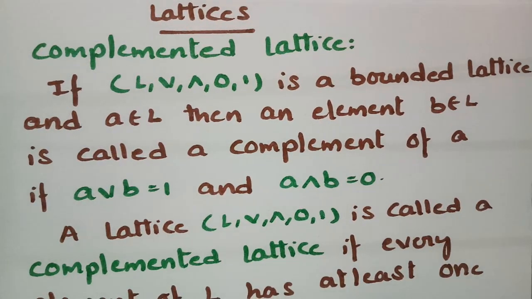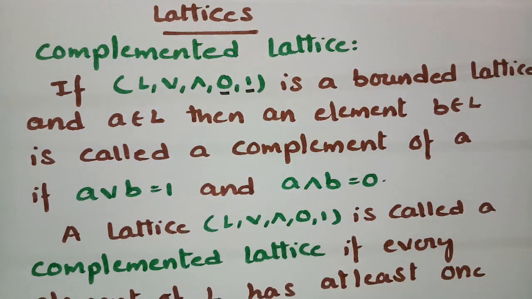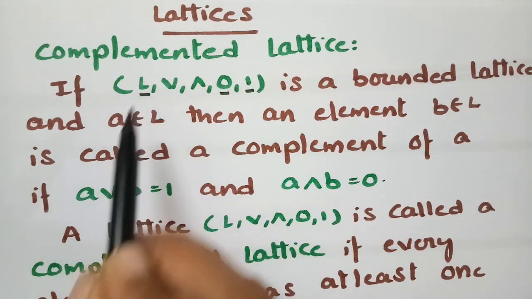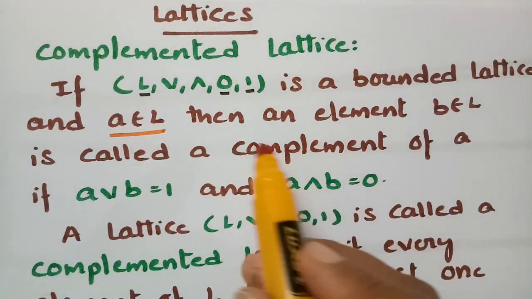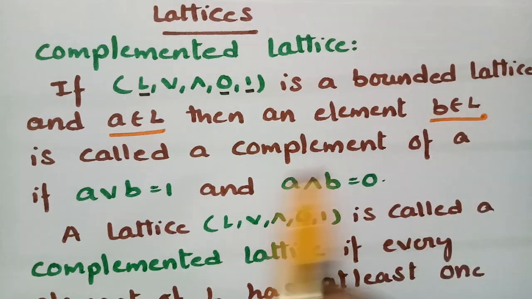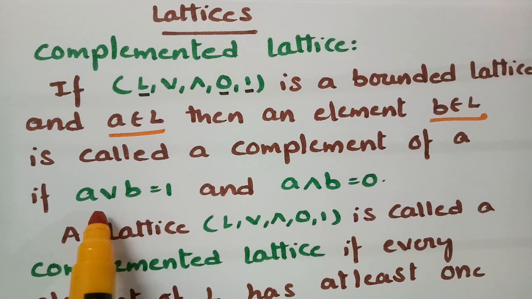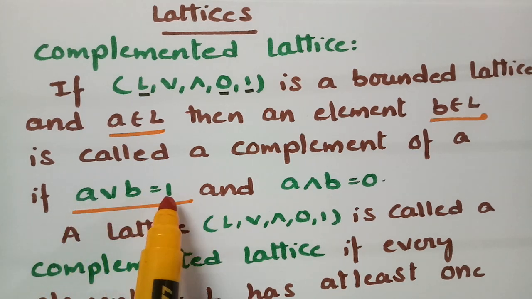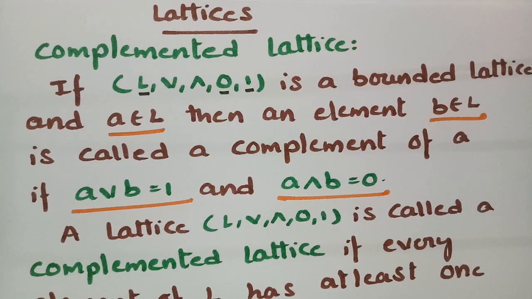Here, if you observe, 1 is the greatest element and 0 is the least element, and L is said to be a bounded lattice. So if an element A belongs to a lattice L, then the element B belonging to L is called the complement of A if two relations hold, that is A join B is equal to 1 and A meet B is equal to 0. See here, it's so simple.